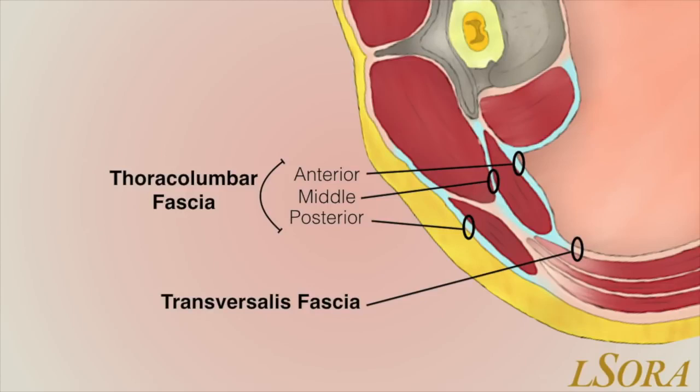Anterior to QL lies the anterior thoracolumbar fascia, which is continuous with transversalis fascia and runs up over psoas major. At the posterior aspect of the QL muscle lies the middle thoracolumbar fascia.